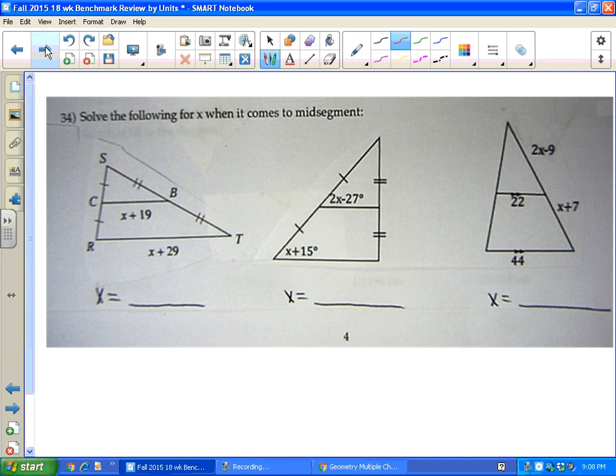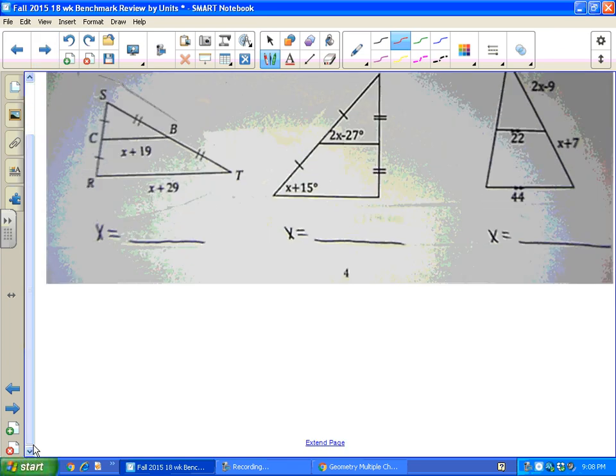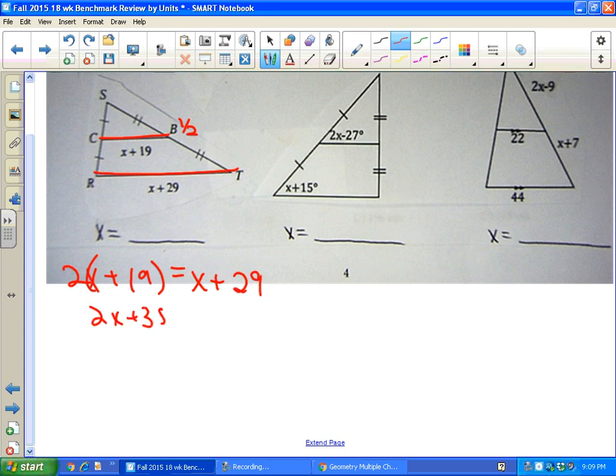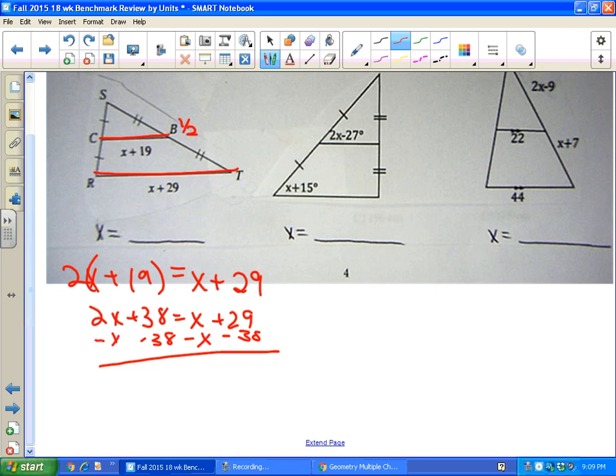Solve the following for mid-segment. All right. When I look at the mid-segment, I know this is only half as long as the base. So x plus 19 needs to be doubled in order to make it equal to x plus 29. So 2x plus 38 is equal to x plus 29. Subtract 38 from both sides, and then subtract x from both sides. I get x is equal to negative 9.